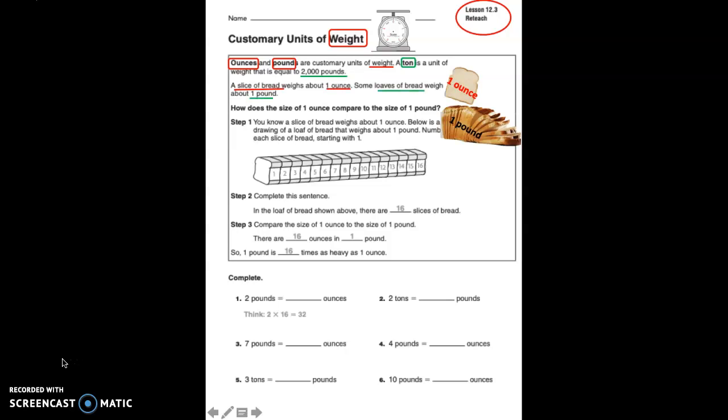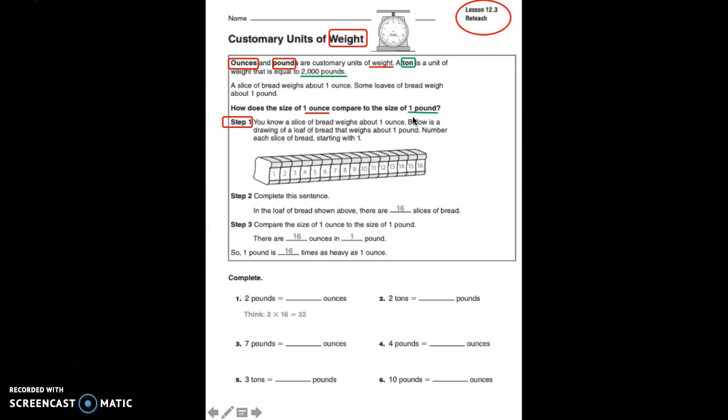A slice of bread weighs about 1 ounce. Some loaves of bread weigh about 1 pound. So here we have an ounce, which is 1 slice of bread, and then we have a whole loaf of bread, which is about 1 pound.